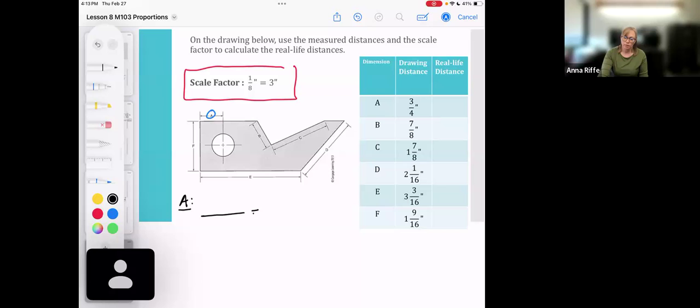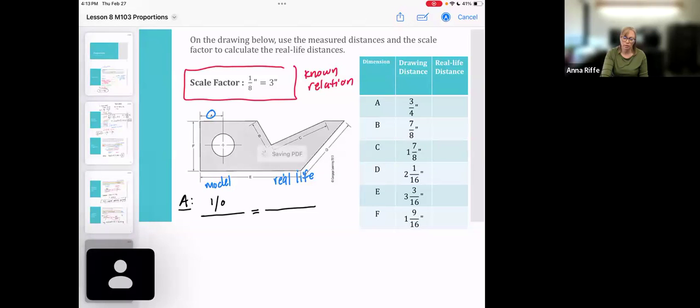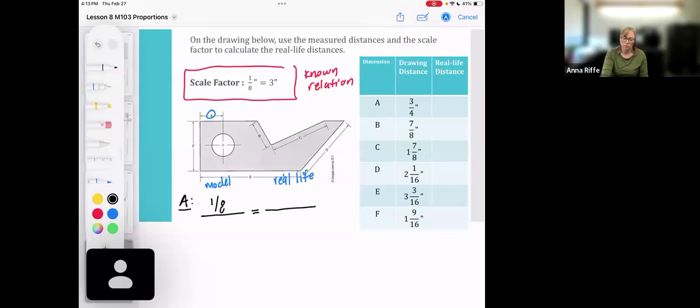If I am setting up the scale factor as a proportion, my scale factor I can always think of as my known relation. This is a known relation. So maybe I'll put the model distance on the left and the real life distance on the right. So scale factor would be 1/8 of an inch, and real life would be 3 inches.